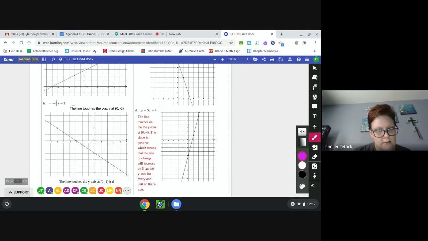Okay. So let's look at this letter B, guys. We have -2. They're correct. Line touches at 0, -2. Okay. But we have this situation where we have a negative. So this means one of two things. It means that I can increase by 2. So this is plus 2. I can rise 2. But because it's negative, I have to go left 3.